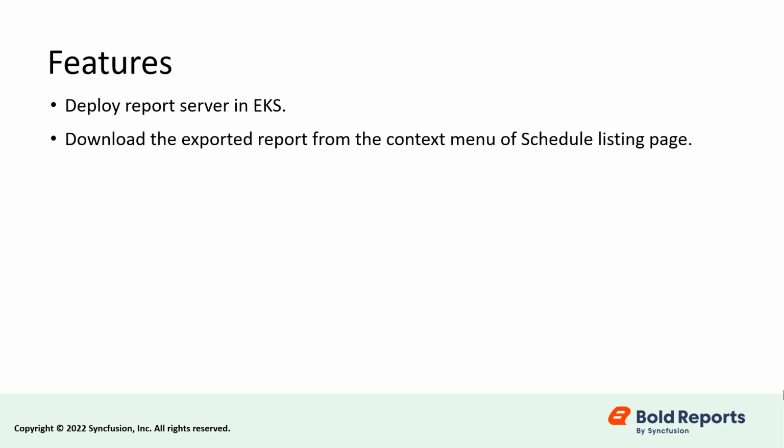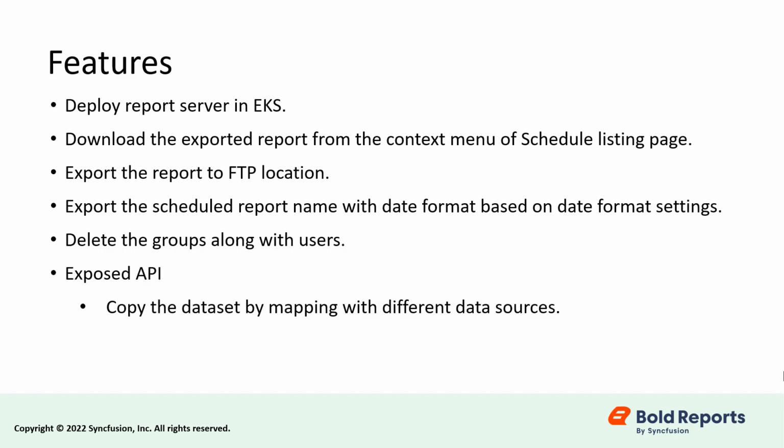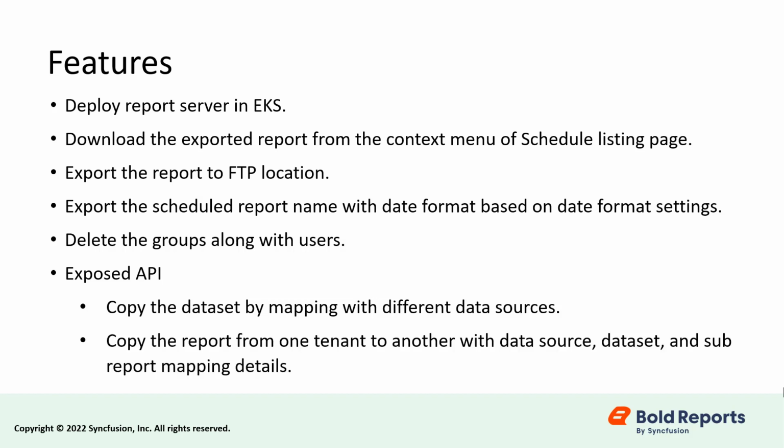Download the exported report from the context menu of Schedule Listing page. Export the report to FTP location. Export the scheduled report name with date format based on date format settings. Delete the groups along with users. Bold Reports has exposed APIs to copy the dataset by mapping with different data sources. Copy the report from one tenant to another with data source, dataset, and subreport mapping details.